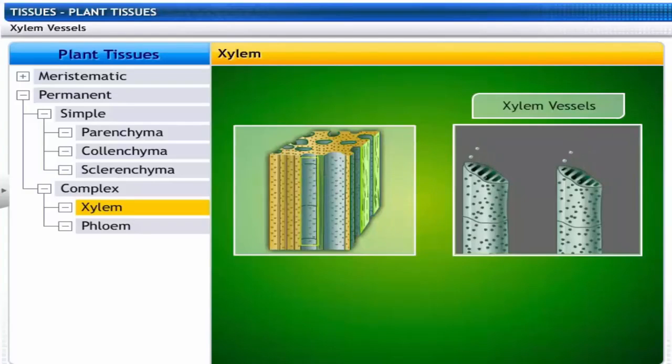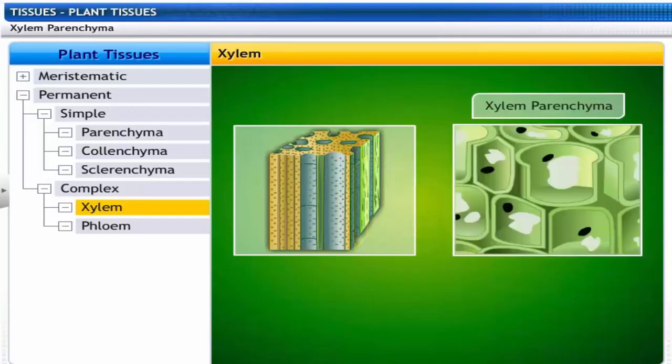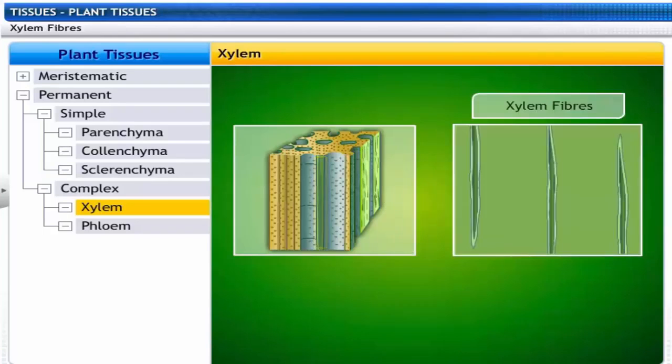Vessels are elongated dead cells that transport water and minerals. They are usually present in big trees. Xylem parenchyma cells are living and they store food. Xylem fibers are elongated dead cells with lignin that provide mechanical support.